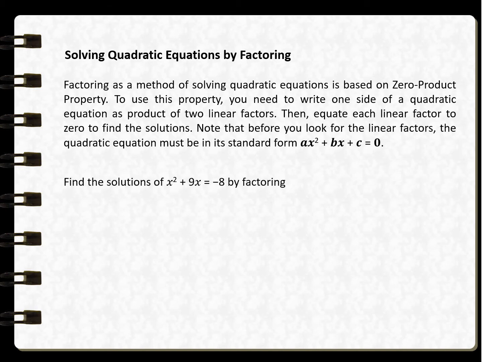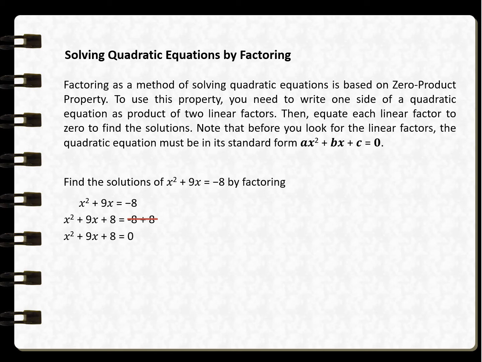So let's have an example. Find the solution of x squared plus 9x equals to negative 8 by factoring. So since x squared plus 9x equals to negative 8 ay hindi siya naka-standard form dahil ang standard form dapat ay x squared plus 9x and then the constant term equals to 0. Lagi dapat siyang naka-equate sa 0. So, ang first step natin dito is to make it into a standard form. So, we have to add 8 sa left and right side ng equation para makancel natin ng 8. Sa right side, that gives us x squared plus 9x plus 8 equals to 0.